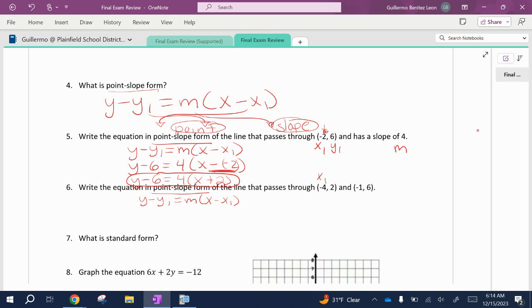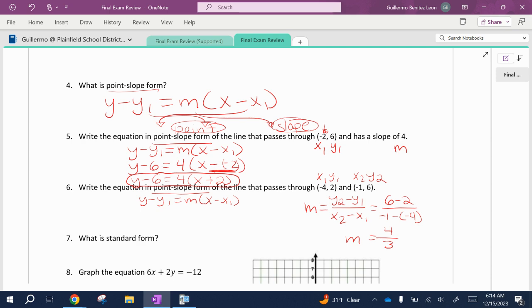This is x1, this is y1, this is x2, this is y2. Using my slope formula, m equals y2 minus y1 over x2 minus x1. I'm going to plug in the numbers into their correct spots. So 6 minus 2, negative 1 minus negative 4. That's going to give me 4 over 3. So this is my m.